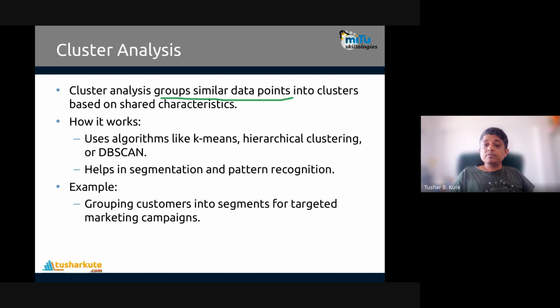And see the examples. We can group customers into segments for targeted marketing campaigns. Yes, 100%. Which customers are the same? Their grouping can be created, so we can target them separately, especially on the basis of the similarity that they have.